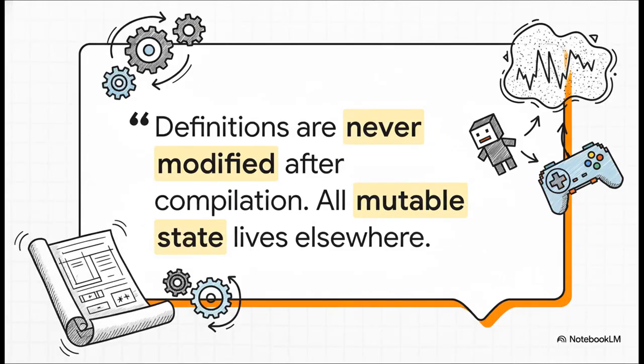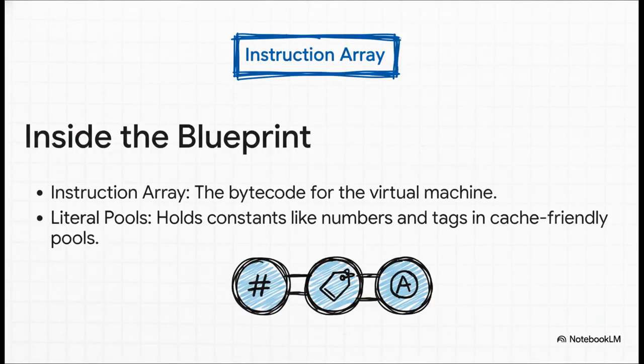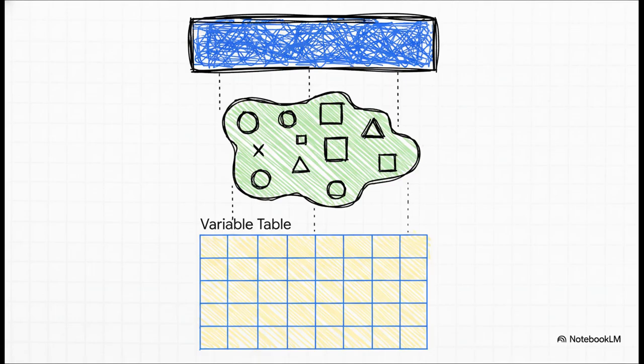And here's the most critical rule. This blueprint is immutable. It never changes during gameplay. So what's actually inside this blueprint? First, you have the bytecode, the instructions for the VM. Second, it holds all the constant data, like numbers and tags, in these really compact, fast pools. And third, it lays out a table for any variables that the status effect will need to track.